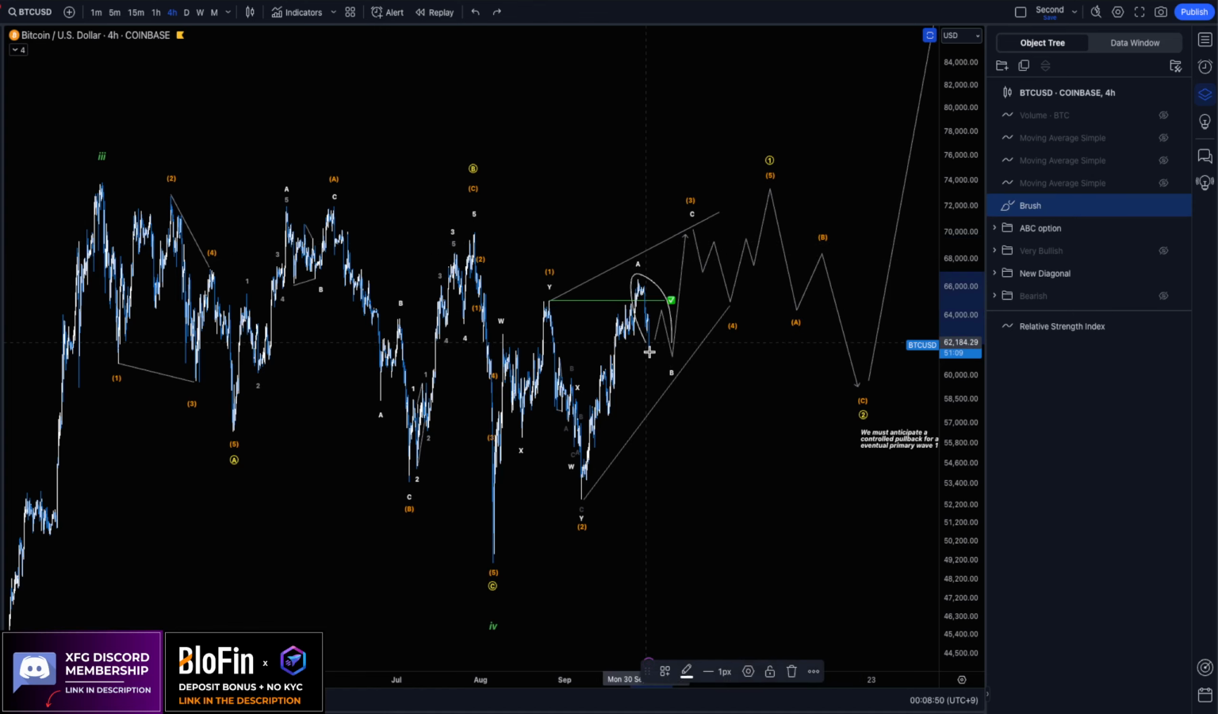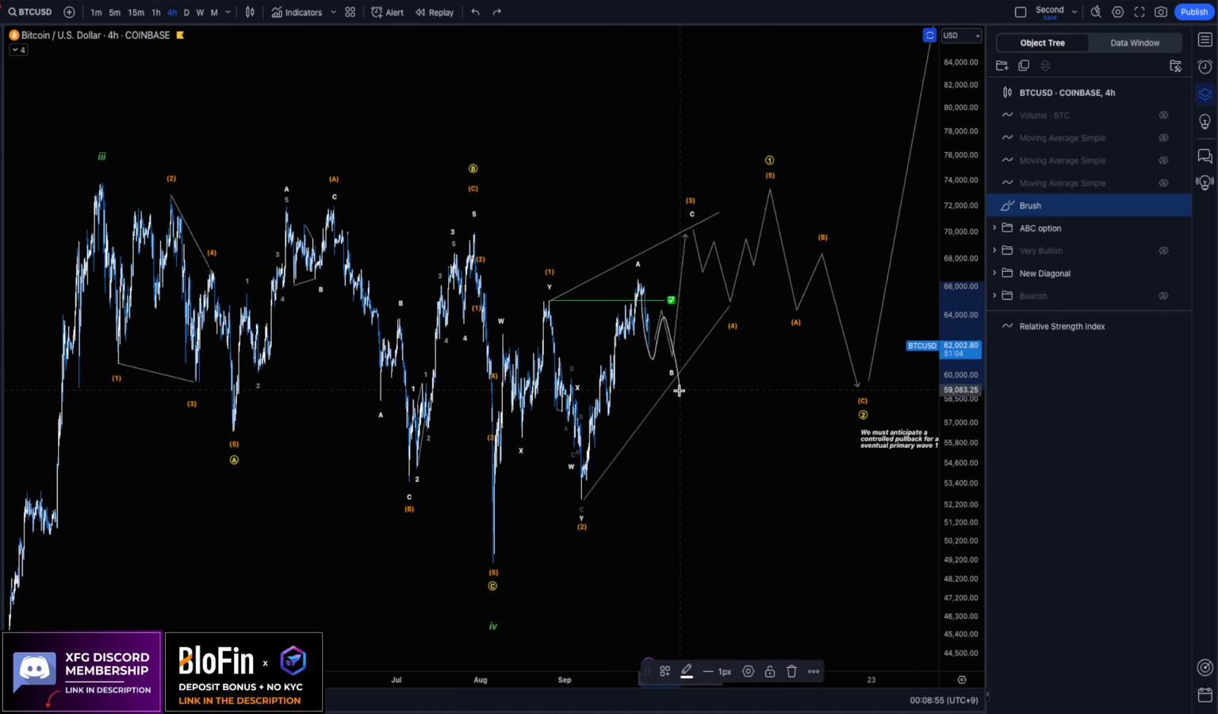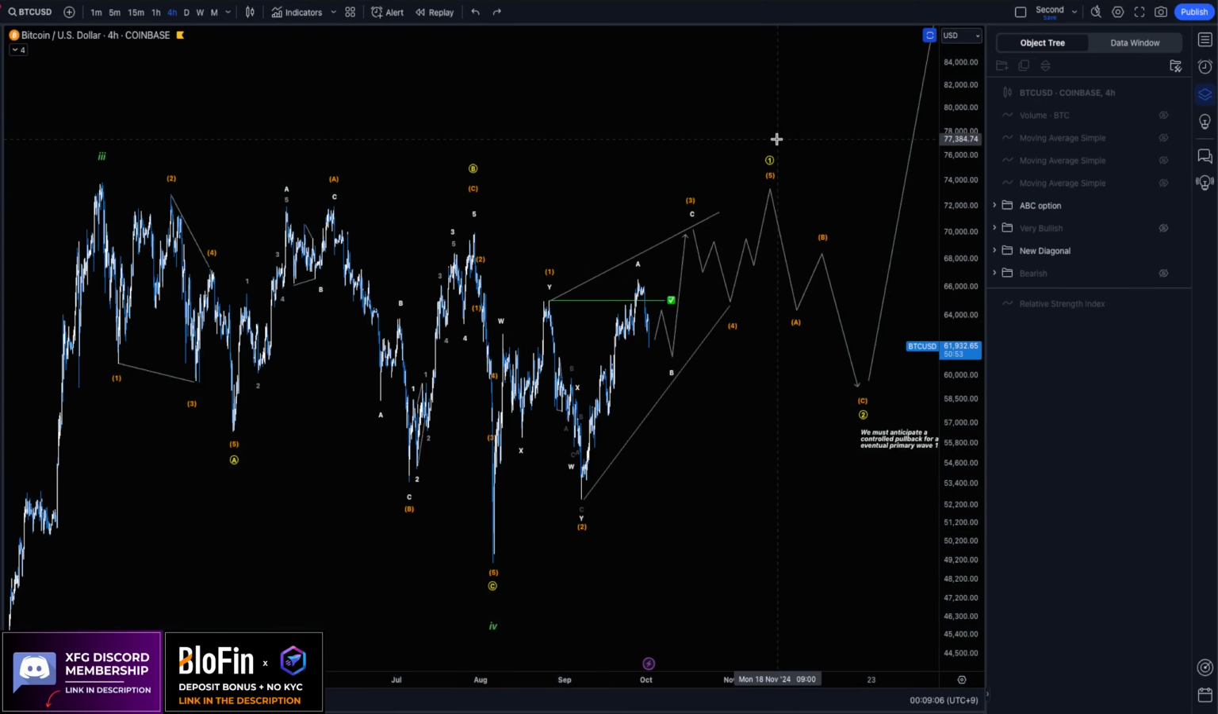We're just waiting for this 3-wave pullback to happen, and we're going to be looking for how this pullback is going to be playing out and how deep it's going to go. But this demand zone technically and theoretically should be a demand zone where we're going to be looking for another bounce to the upside. So that's the current diagonal scenario.